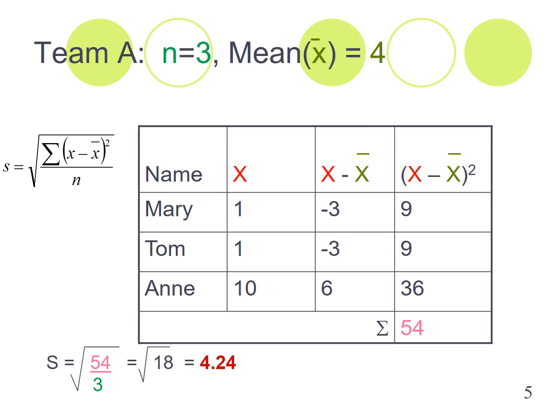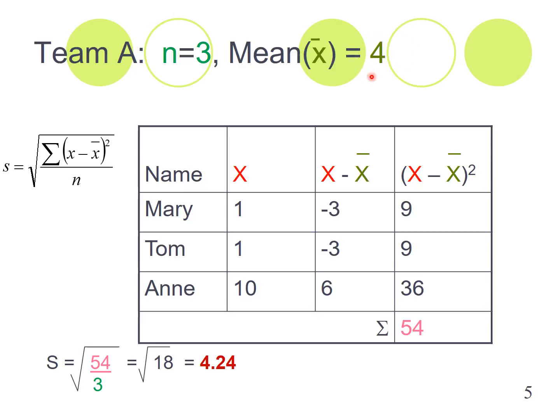So looking at this one here, team A, we had Mary, Tom and Anne. Mary had 1 child, Tom had 1 child, Anne had 10 children. Here is X, which is all of our data items. Now looking at the formula, it says add up all of the X's minus the X bar, squared. Okay, so X bar, the mean, is your X bar. We already calculated that and we saw that the mean was 4. Okay, or the average, the mean was 4.